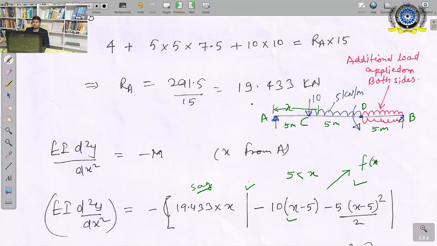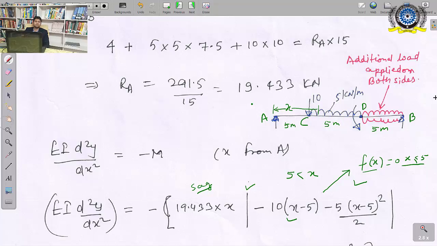Macaulay's discontinuity function. The value of this function will be 0 when x is less than 5. Remember, I again repeat, this portion after the vertical line, this is the Macaulay's discontinuity function. The value of this function will be 0 when x is less than 5, or you can say less than equal to 5. This is the Macaulay's method.